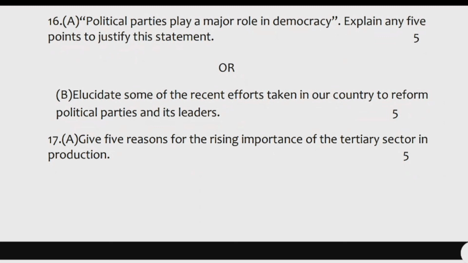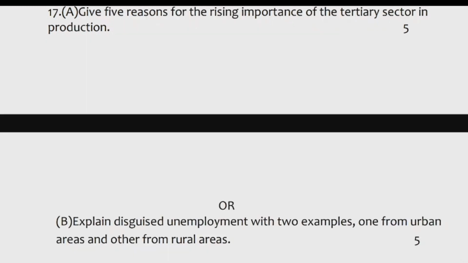17A. Give 5 reasons for the rising importance of the tertiary sector in production. Or 17B. Explain disguised unemployment with 2 examples, one from urban areas and other from rural areas.